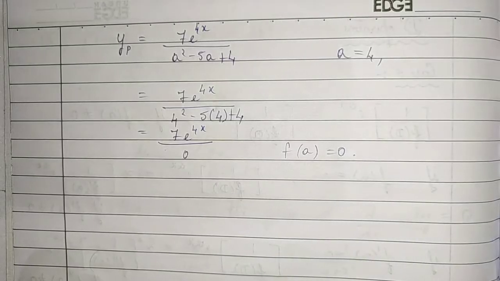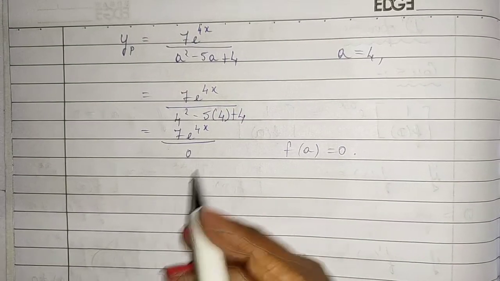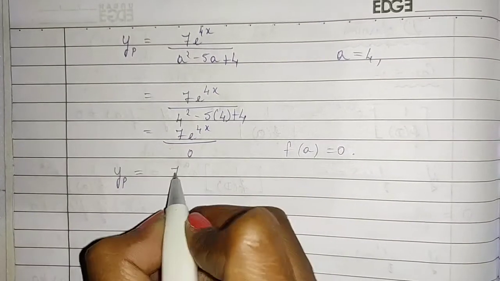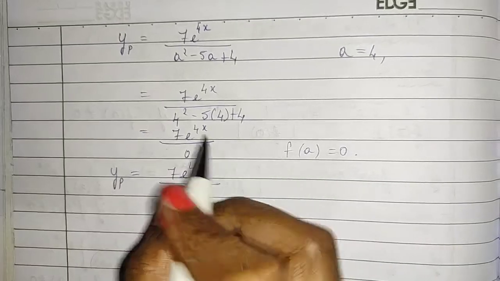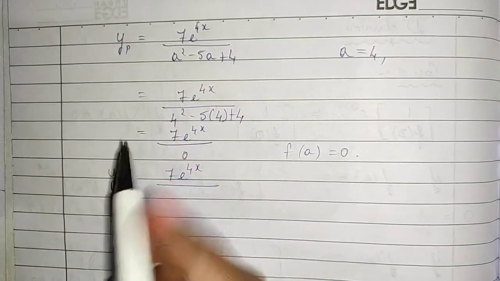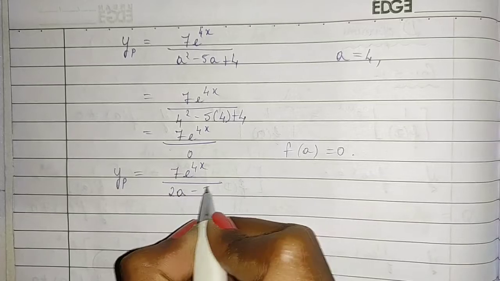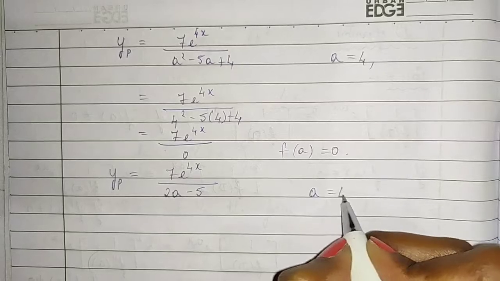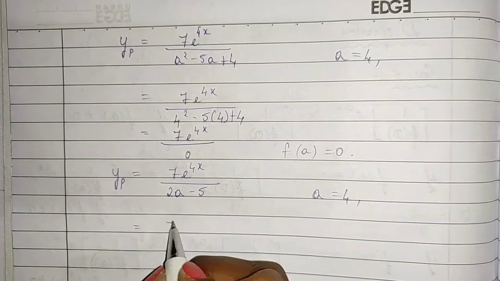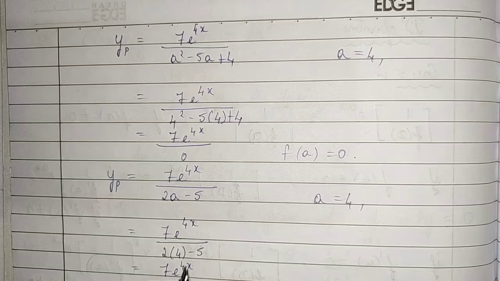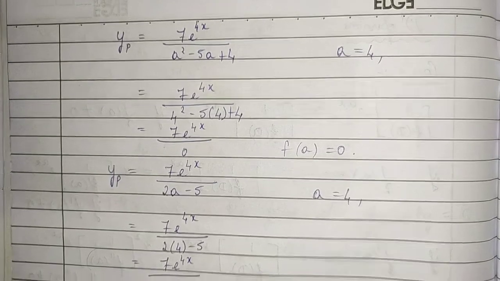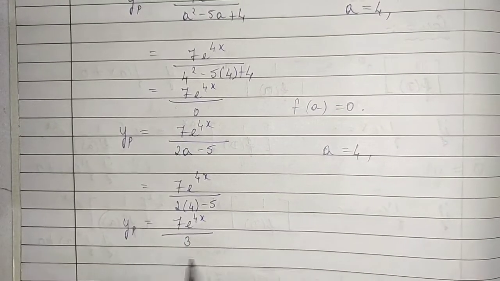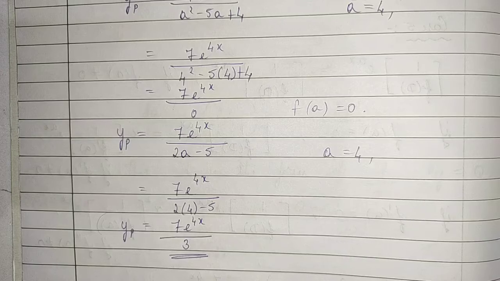That means we have to go to the next case, that is, find the differentiation of the denominator. For the first derivative, the numerator 7 into e to the power of 4x is as it is. The denominator, if you differentiate once, becomes 2a minus 5 plus 0. Now replace a is equal to 4: 2 into 4 minus 5, that is 8 minus 5, which is 3. So the particular solution is 7 into e to the power of 4x divided by 3.